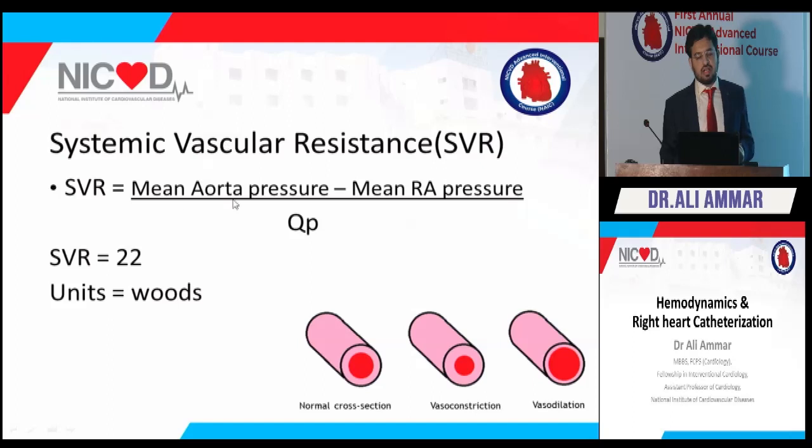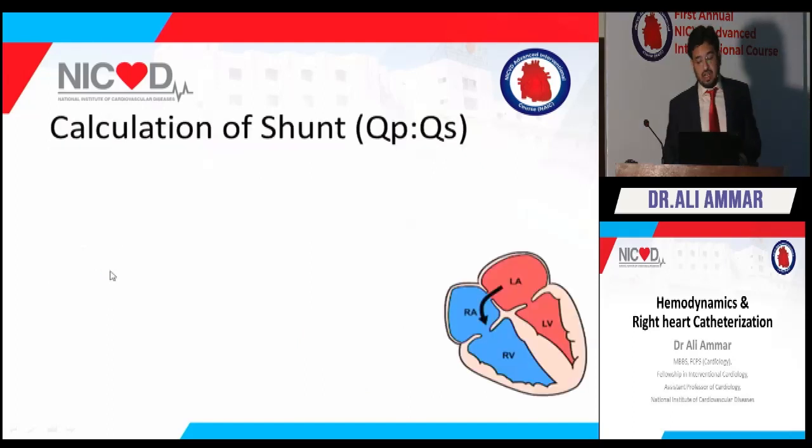The systemic vascular resistance is calculated by taking the mean aorta pressure. We will subtract the mean RA pressure from it, and then we will divide it by the systemic flow. Here's an issue, it is QS. So we will divide it by the QS. Again, the units are volts, and in this patient, it was 22. That was high.